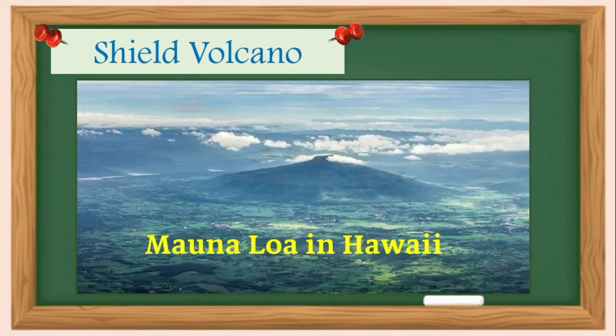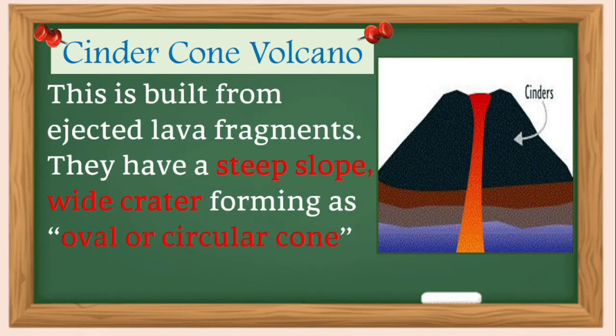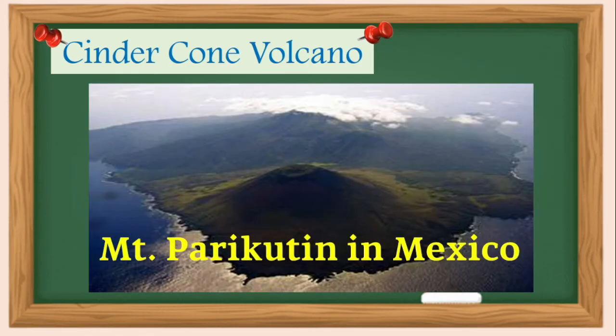Another type of volcanic shape is cinder cone. A cinder cone volcano is built from ejected lava fragments. They have a steep slope and wide crater, forming a circular or oval cone. One example of this type is Mount Paricutin in Mexico.